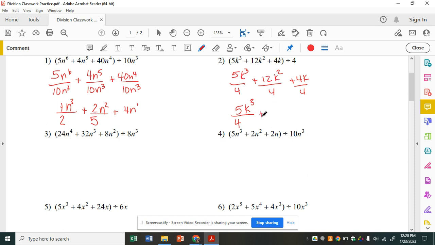I can simplify the 12k squared over 4 because 12 and 4 are both divisible by the same numbers. 12 divided by 4 is 3, and I still have that k squared. 4 divided by 4 is 1, so again, you can keep the fraction with that placeholder, but you don't have to. And then the last one, 4k over 4, those are both divisible by 4. You can see that they're going to end up canceling, right? So you'll just get plus 1k or plus k. So that's how you would approach number 2.